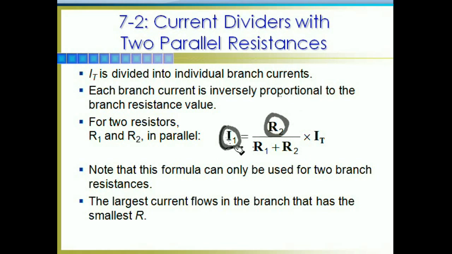So for the current at resistor 1, we take resistor 2 over the total, R1 plus R2, and multiply it by the total current. And that's going to give you the current at resistor 1. So in a 2-branch system, your two branches are going to be inversely proportional. And this formula can only be used for a 2-branch resistance. It's not my favorite formula to use. My favorite formula to use is using conductance, because conductance you can use no matter how many branches you have.